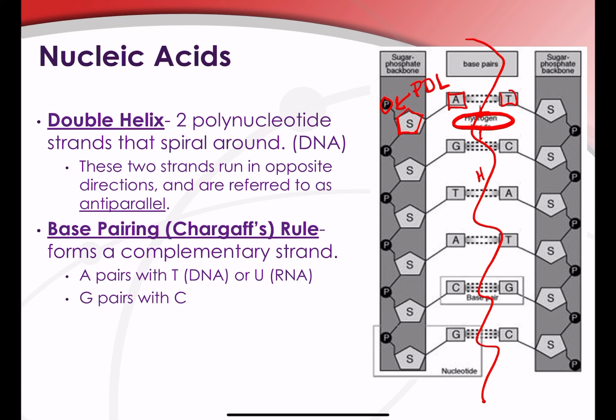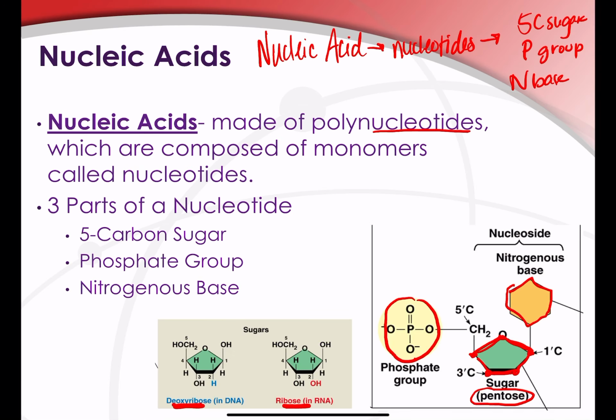Okay, one other thing that you may notice about the sugar phosphate backbone in these pictures is that in this one the sugars are pointing up, and in this one the sugars are pointing down. We will talk about this again when we get into DNA, but this is referred to as the anti-parallel nature of DNA. The strands run opposite one another, okay? I'm going to go back before I get too far ahead of myself.